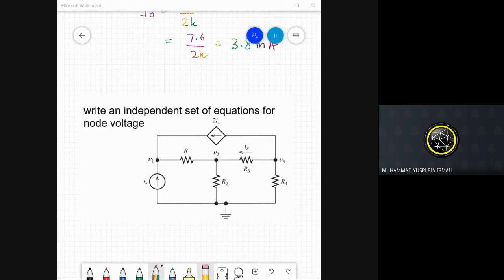Dan benda-benda ni sebenarnya, future is electronic. So even kalau kita tengok automotive industry, depa pun dah ke arah electric vehicle. Okay. So this subject is very important for all of you.